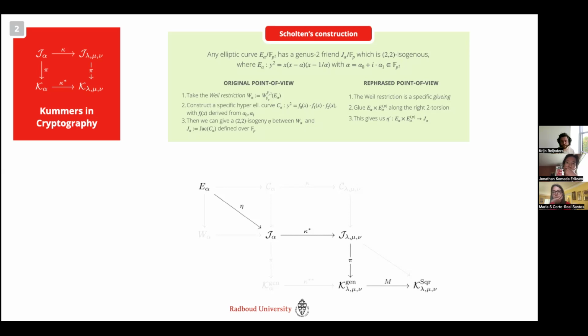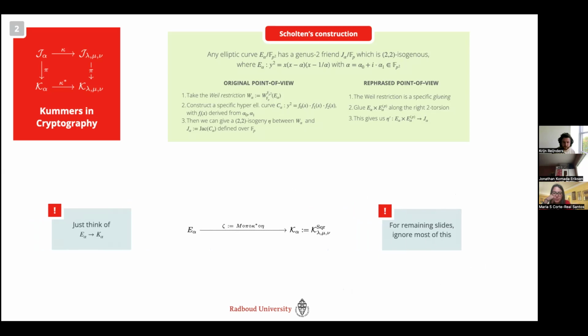squared. And this is actually then a sort of a Kummer surface associated to E alpha, but the Kummer surface is over FP. And what we will see is that we can do a lot of stuff that we were originally doing for E alpha. We can do that as well for this Kummer surface K. Now, for the remaining slides, this was the look under the hood. And you can actually just ignore all of this and just think of the first curve E alpha, and there is some map, somewhat of a 2-2 isogeny to K alpha, which we define as this squared Kummer surface. And that's all that we really need to think of for now.